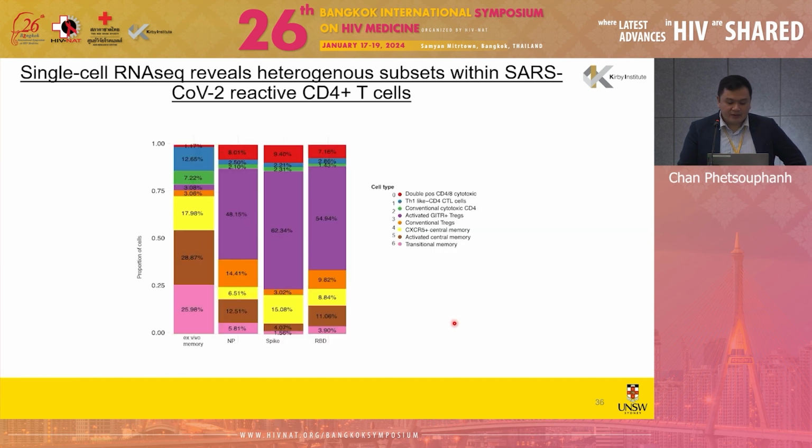And this is just showing the proportion of the different subsets within the antigen-specific cells to nucleocapsid, spike and RBD. So there is quite a high frequency of antigen-specific Tregs that people don't really report, together with the cytotoxic Th1-like cells and the T follicular helper memory cells.